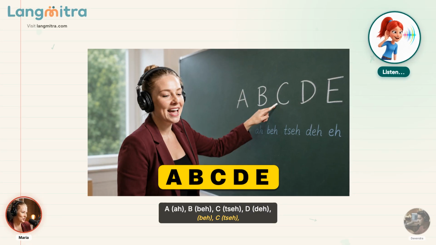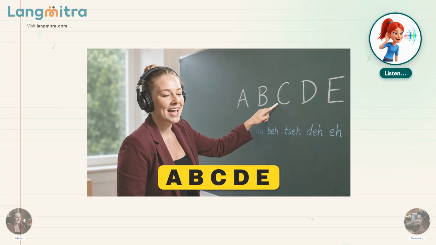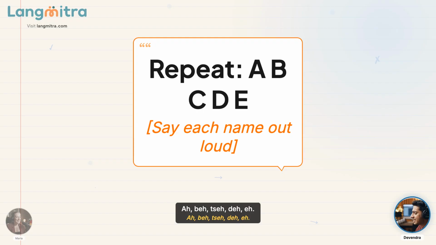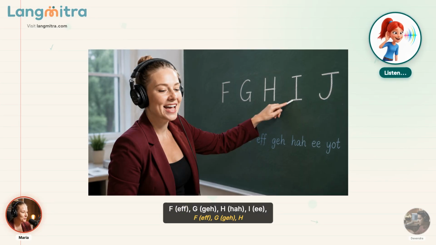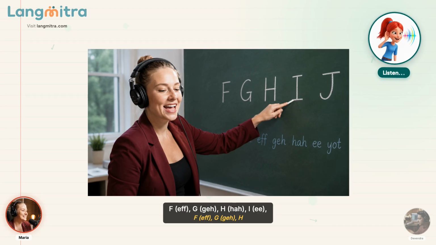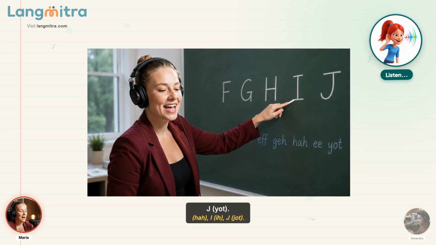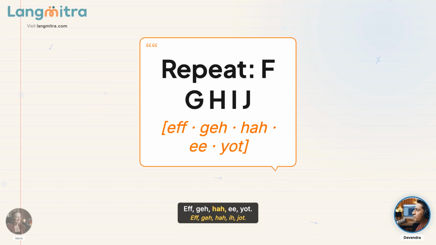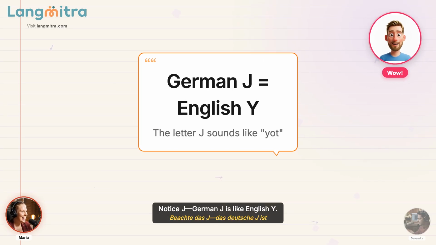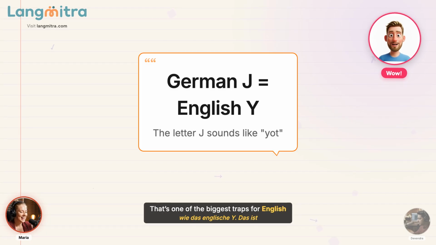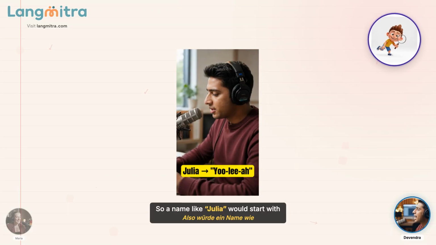Let's start at the very beginning. The German alphabet has the same 26 letters as English, but the names of the letters sound different. So the letters look familiar, but they're wearing different clothes, so to speak. Aha, okay, same letters, different clothes. I like that. Let's hear a few. The letter A is said ah, not A like in English, but a clean, open ah. Ah. Perfect on the first try.